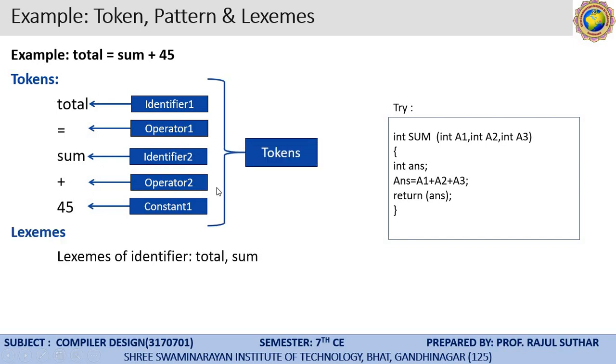And the lexemes of an identifier are proper. It is the smallest unit. We can say this is the word declared in our program, total and sum. So total and sum are lexemes of identifier, and then the lexemes of operator, which are the is equal to sign and plus sign. Same way, the lexeme of a constant is 45.